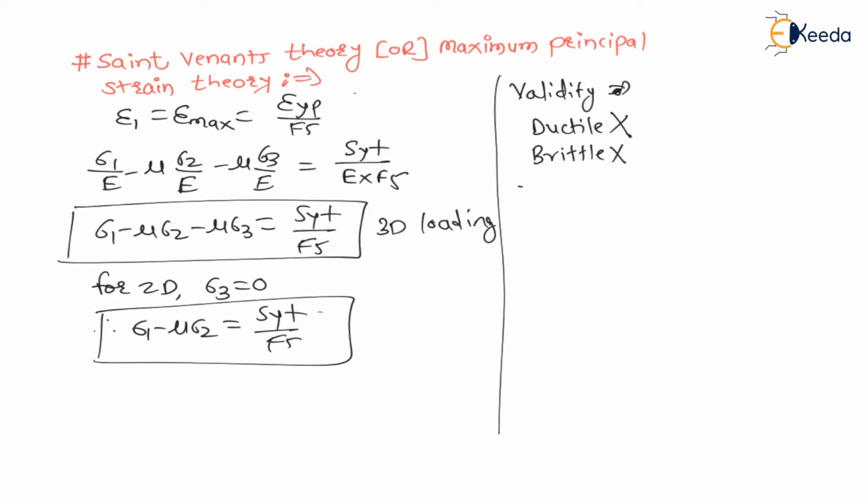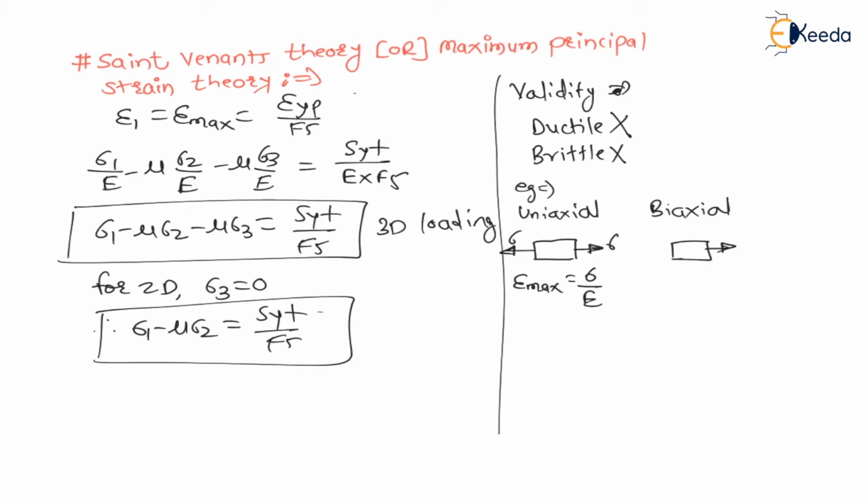For example, how is this theory giving false results? See here, if I consider uniaxial loading, the stress is along only one axis, sigma. Therefore, what will be Emax? Emax will be sigma by E. And if I consider biaxial loading, let us say stress is along the x-axis sigma 1, and along the y-axis sigma 2. And in uniaxial loading, along the x-axis, let us say sigma 1. Therefore, Emax for uniaxial loading is sigma 1 by E.